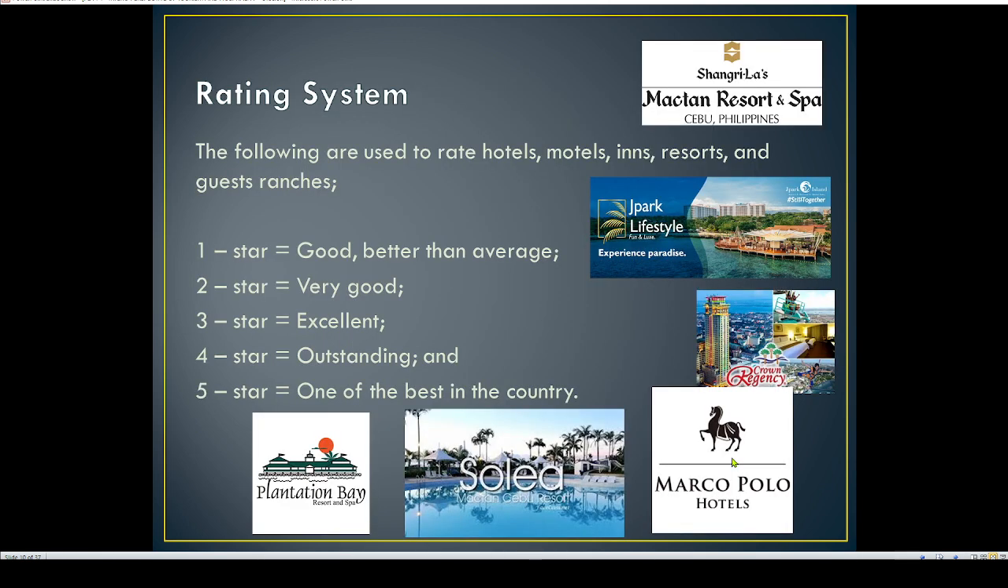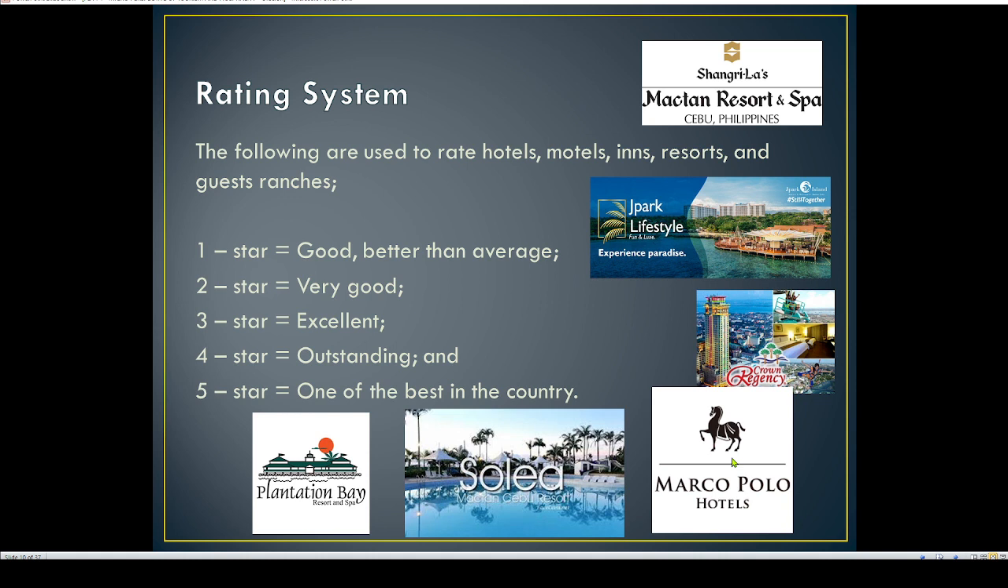So we have it here. What do you mean by one-star hotel? So one-star hotel is good, better than average. Number two, they are very good. Number three, excellent. Number four, outstanding. Number five, one of the best in the country. When we are talking about good, better than average, very good, excellent, those things talk about the performance in providing quality services, providing the needs and wants and satisfaction to your customers and guests.